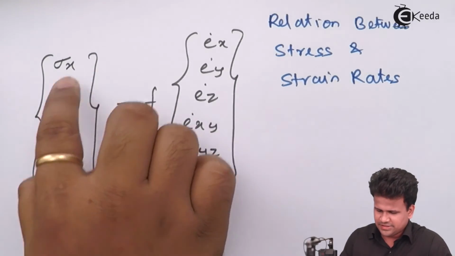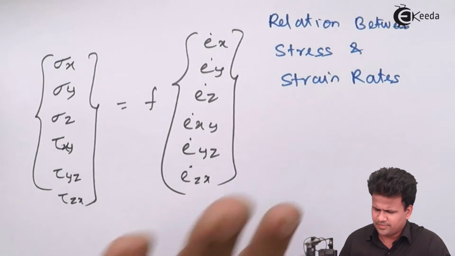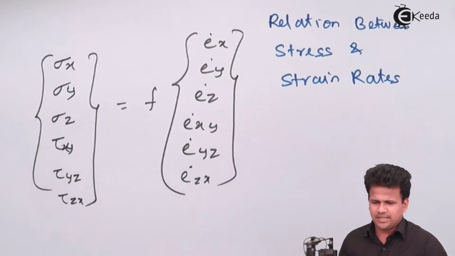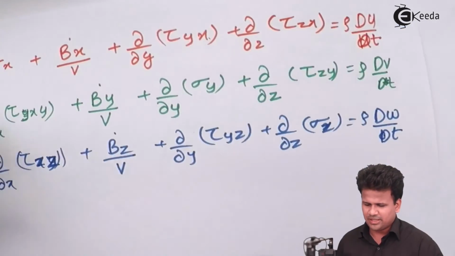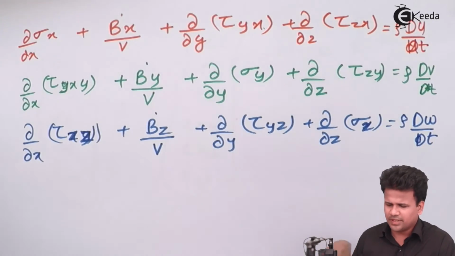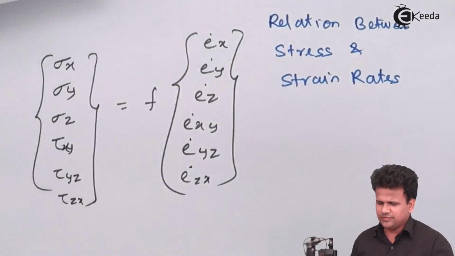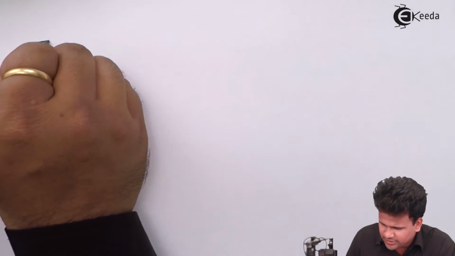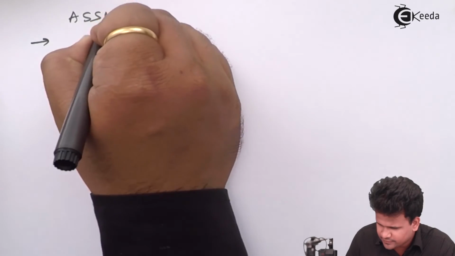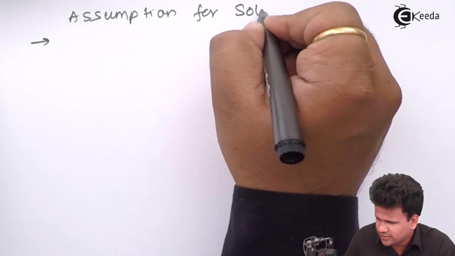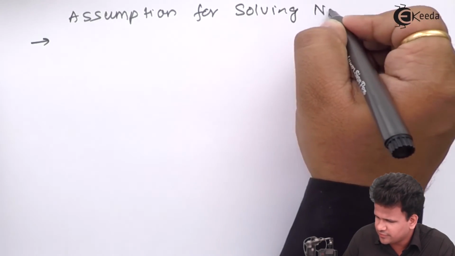Now we have seen this as the stress matrix, or stress which will be a function of strains. Now to solve this entire complex equation which we have seen over here, we'll need a few assumptions. The first assumption we can see over here, assumptions for solving the Navier-Stokes equation.